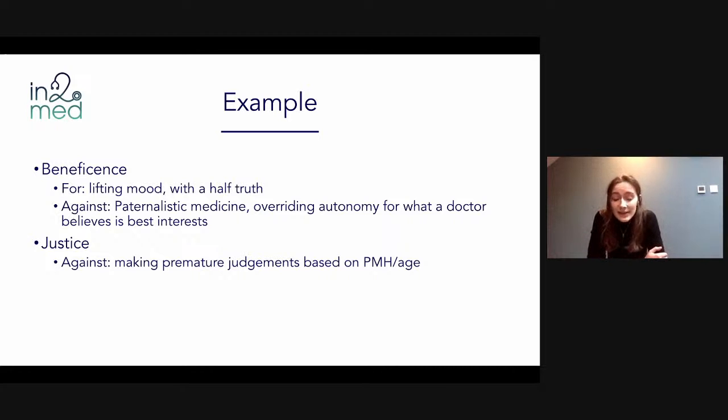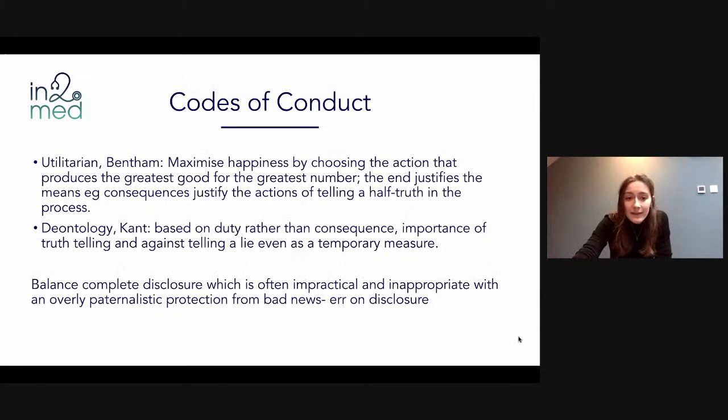And in terms of justice, against this would be that we're making premature judgments based on a past medical history of dementia, or being a bit ageist in that the patient is older, and we're assuming that has an effect on their ability to process this information. So that would be considering the medical ethics and the four pillars. Sorry, I know that's a lot of information, and we'll go over it a little bit more in a second.